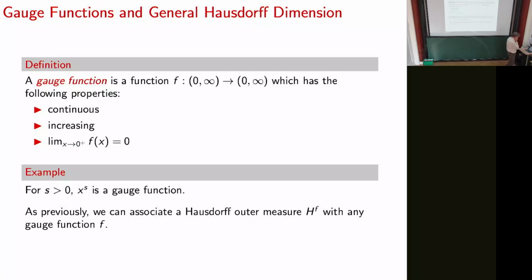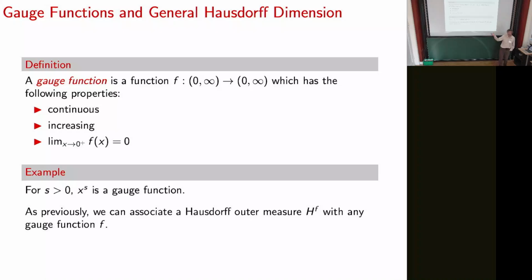All right. Gauge functions are a generalization of the power functions. The power functions are quite nice, but there are other functions in the mathematical zoo than just power functions. A gauge function is any function with the properties that are shared by the power functions. It's a continuous, increasing function, and the limit as x goes to 0 from the positive side of the function is equal to 0. That's a gauge function. All the power functions are gauge functions. And for any function like this, we can associate a Hausdorff outer measure in the same way that we did for the power functions.